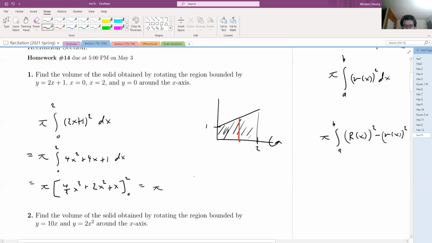Right, and so now I'm just going to refer to my previous calculation. So when you plug in 2, you're going to get 62 over 3. When you plug in 0, you're going to get 0. And so your final answer is 62 over 3 pi.